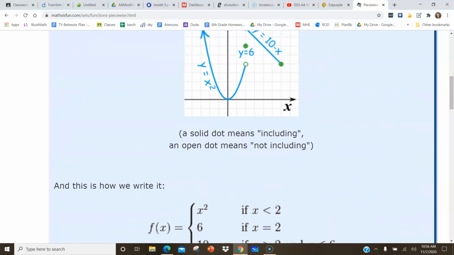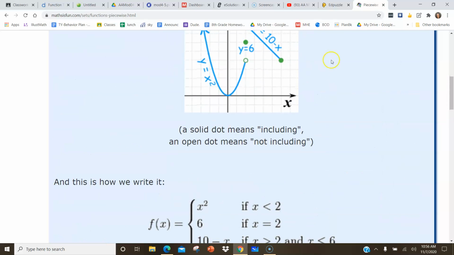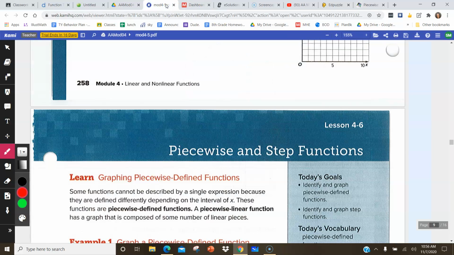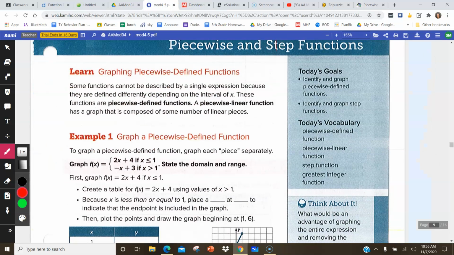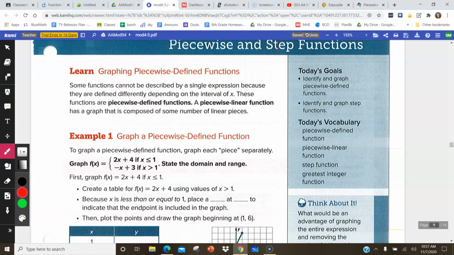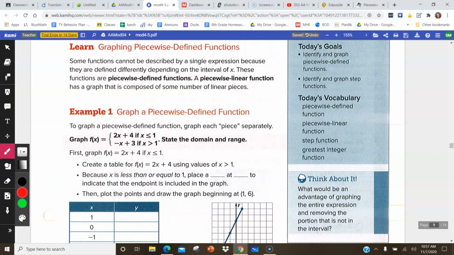So let's take a look at our actual notes over here. Okay, I'm going back to the Cami. Not in trouble, though. Trial ends in 16 days. All right, here we go.